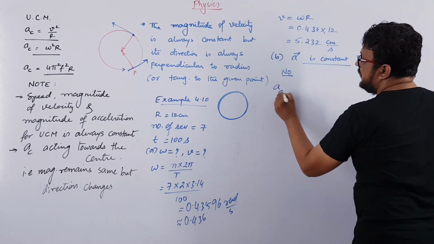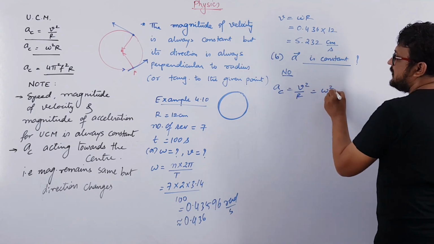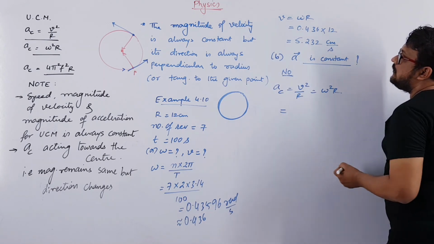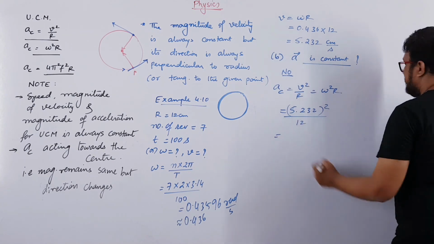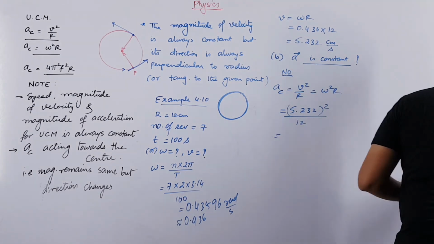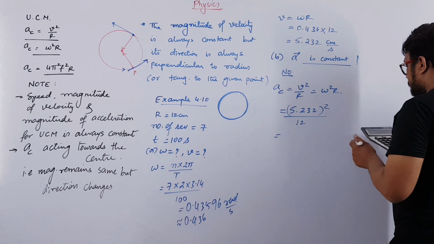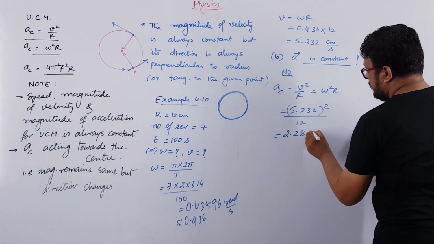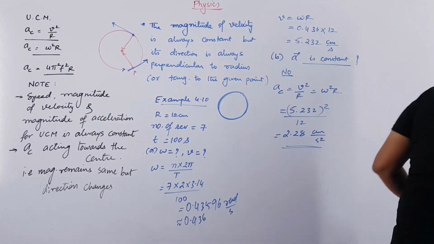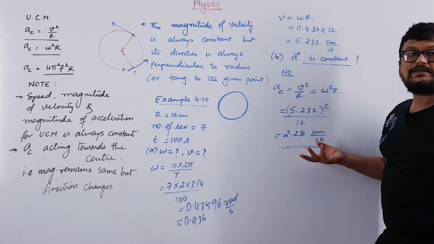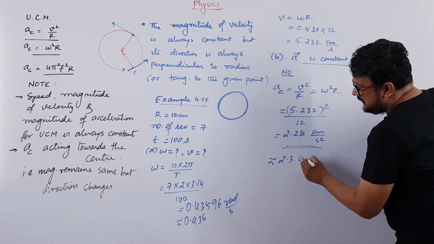What is its magnitude? We have to find centripetal acceleration. Now if you want, you can use the v squared by r formula, or you can use omega squared r, whatever you want. Let us use v squared by r. v is 5.232, whole squared, by r which is 12. So 5.232 whole squared divided by 12 will be 2.281 centimeter per second squared. This will be the answer for centripetal acceleration, 2.28. In the textbook they have written 2.3 centimeter per second squared, so they have rounded it off. You can write this as nearly 2.3 centimeter per second squared.